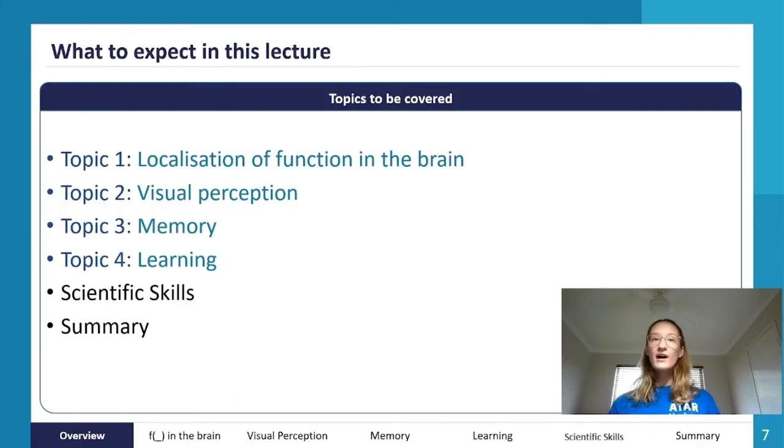So we have Topic 1, Localization of Function in the Brain, which I'm sure you've probably already covered in class. Localization of function, as I'm sure you know, is all about the location of the function in the brain. So it's mapping out the structure in the brain that's related to the functions, which obviously isn't always straightforward, because the brain is such an incredibly complex thing, but it's also super interesting.